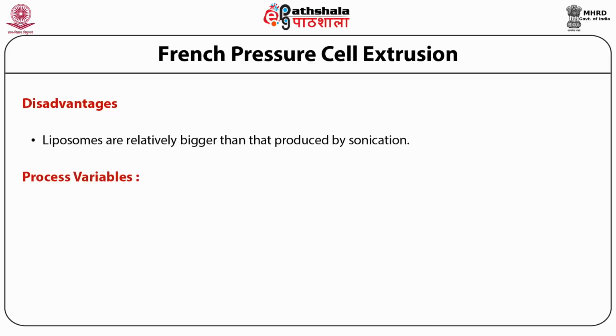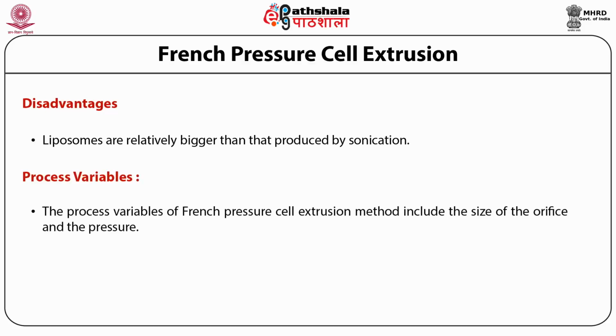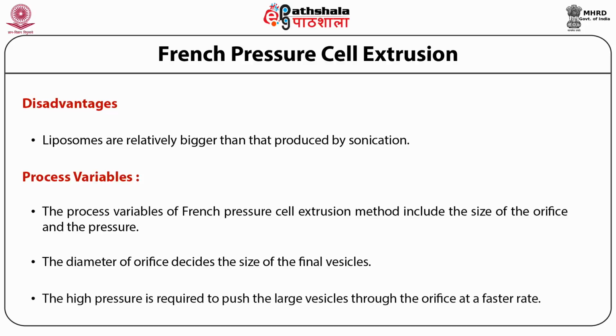Process variables of this method. The process variables of French pressure cell extrusion method include the size of the orifice and the pressure. The diameter of the orifice decides the size of the final vesicles, while the high pressure is required to push the large vesicles through the orifice at a faster rate.